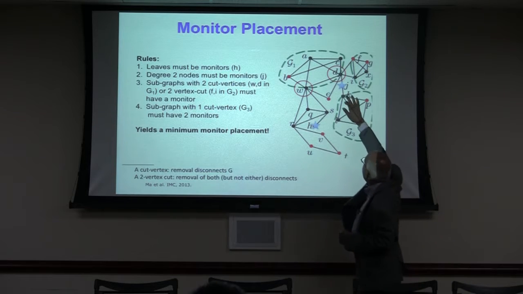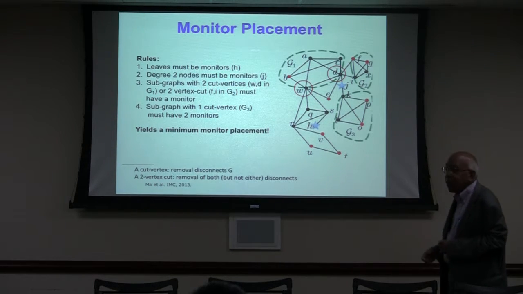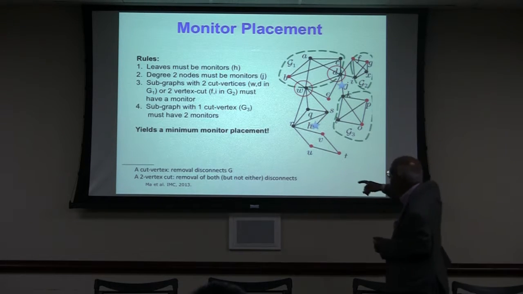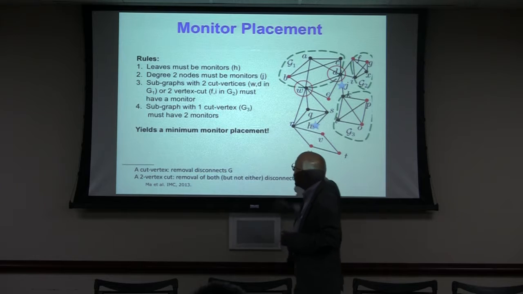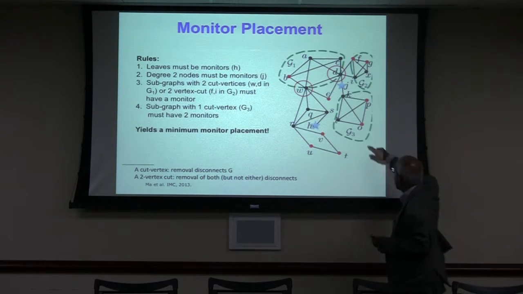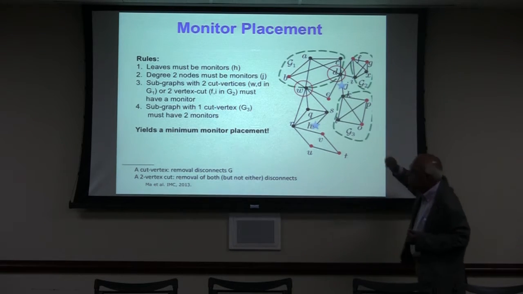All I can get is the sum of these clusters. So for the result we had that we need at least 3 monitors; 2 are insufficient. You can make similar arguments about subgraphs of 2 cut vertices, and subgraphs of a single cut vertex. For example, this subgraph of a single cut vertex: if I remove this, the graph is disconnected.